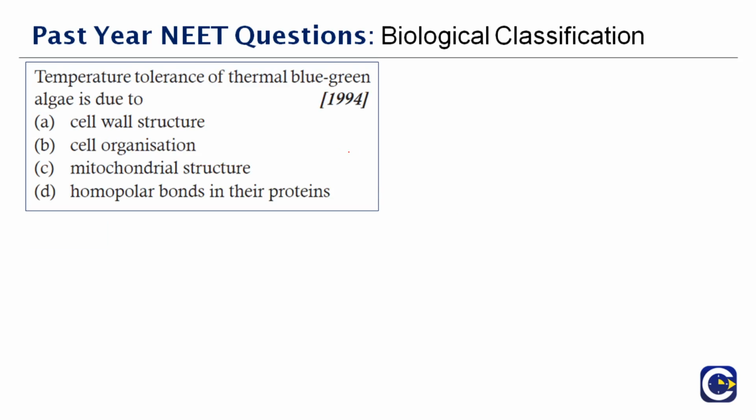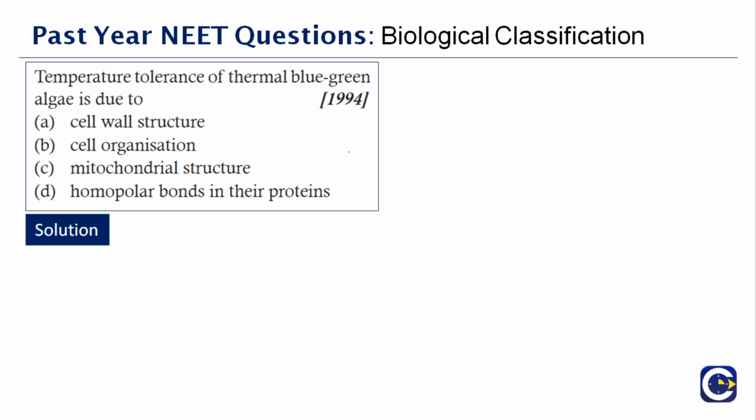Okay, next question here. Temperature tolerance of thermal blue-green algae is due to dash. As I already said, when we talk about extreme condition survival in bacteria or microorganisms, it is understood they have something unique in them. Let's take an example. In a class, imagine every month you get a cold, then you are less immune. And there are people who don't get a cold at all. They have good immunity, they can resist infections. So this talks about survival, and this scenario can be compared here also.